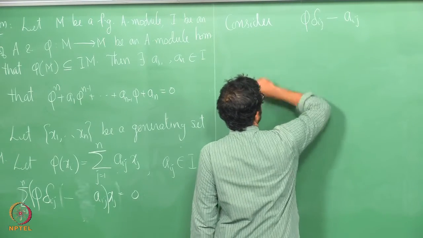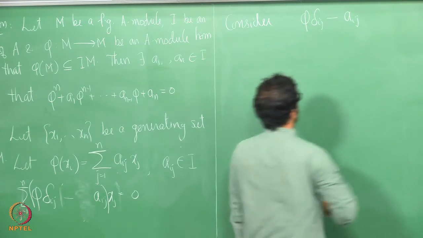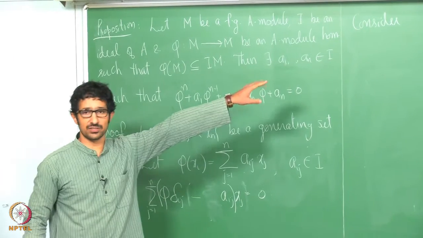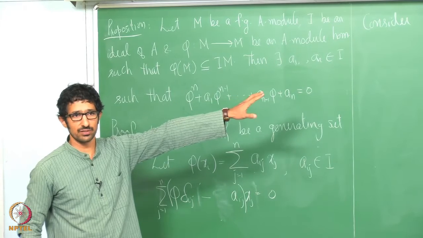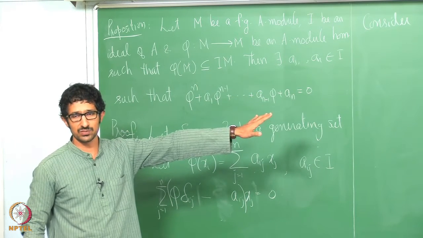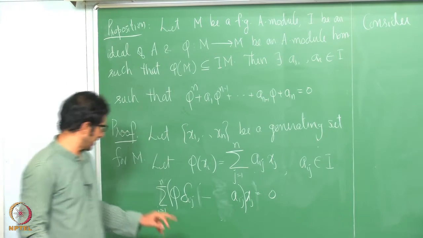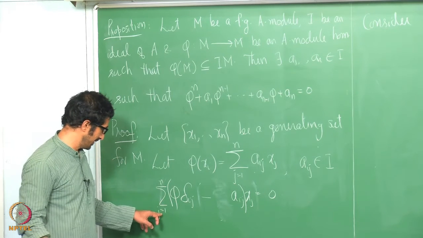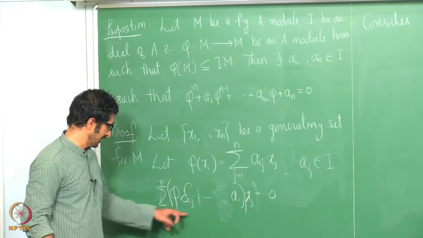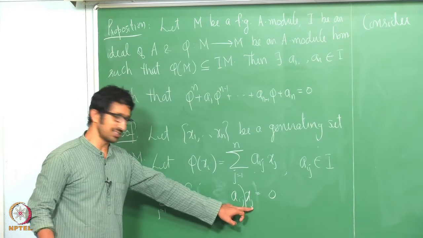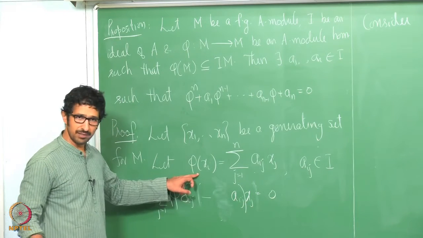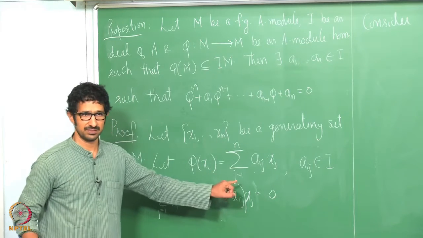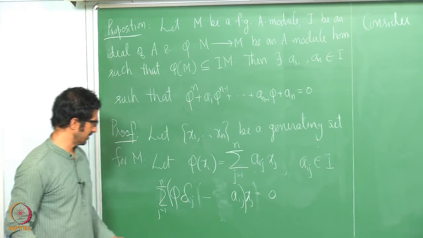Consider the elements phi delta ij minus aij. Here delta ij is the Kronecker delta. It is 0 if i is not equal to j and is 1 if i is equal to j. In this summation, when j runs from 1 to n, this will be non-zero only when xj is i. So phi xi will come from this part, and from this part the whole thing will come. I have just written a compact form.